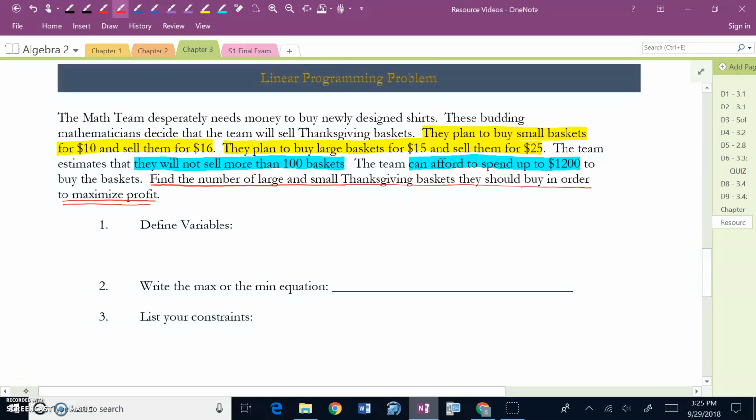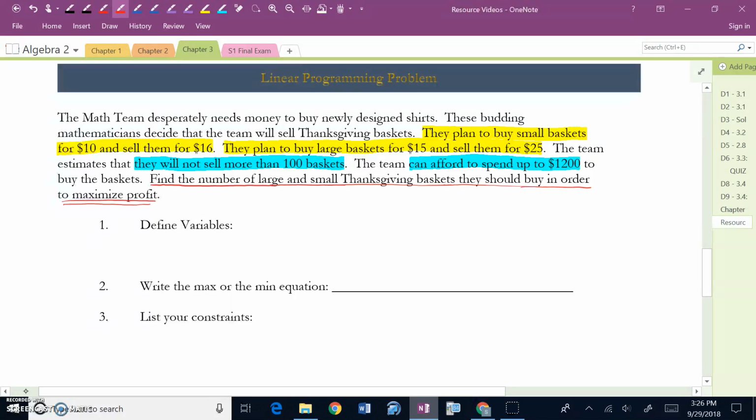To save some time, I have gone through already and highlighted and underlined some of the most important pieces of information in that word problem. I would highly recommend you start these problems this way by understanding these things. What are the numbers saying? What do they all represent? And how am I going to define my variables? We've mentioned this in class.